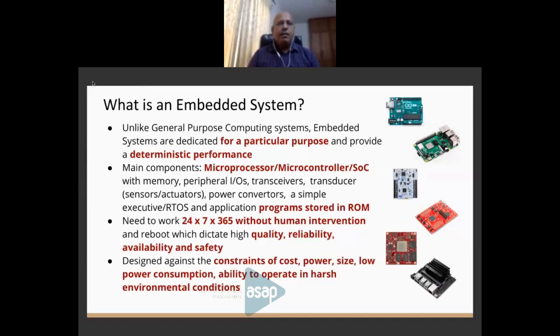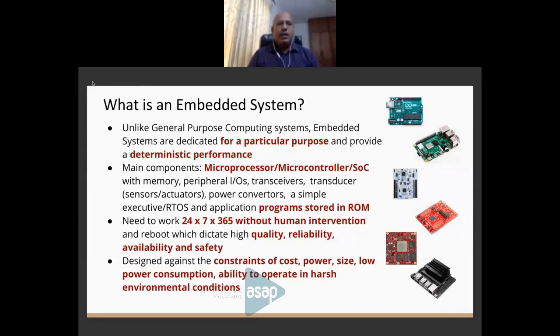A typical embedded system, as you know, consists of a microprocessor or microcontroller, typically integrated inside a system on chip. And there is memory, because all your program and your data get stored in these memories. And then you have different peripheral IOs. You would have gone through different types of IOs by now. And there are communication transceivers to connect with other embedded systems. And typically embedded systems will have sensors and actuators for various purposes.